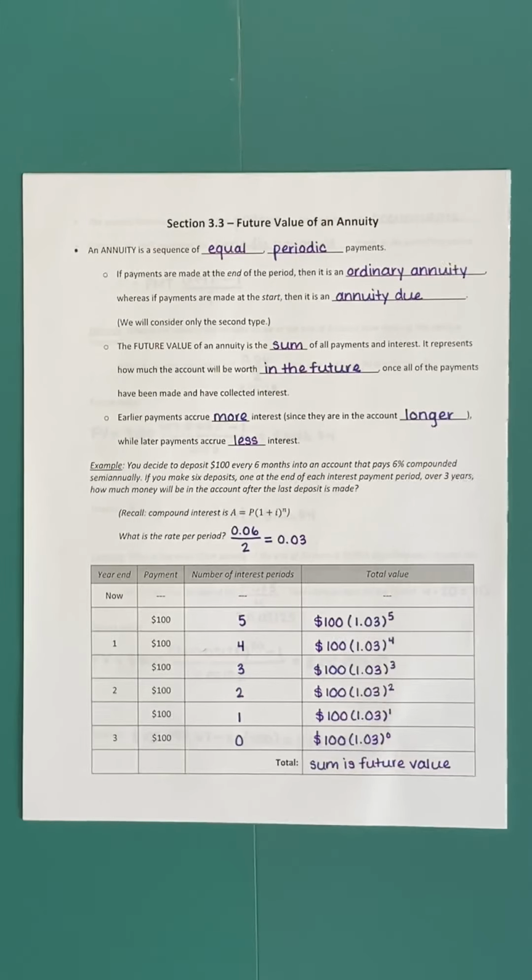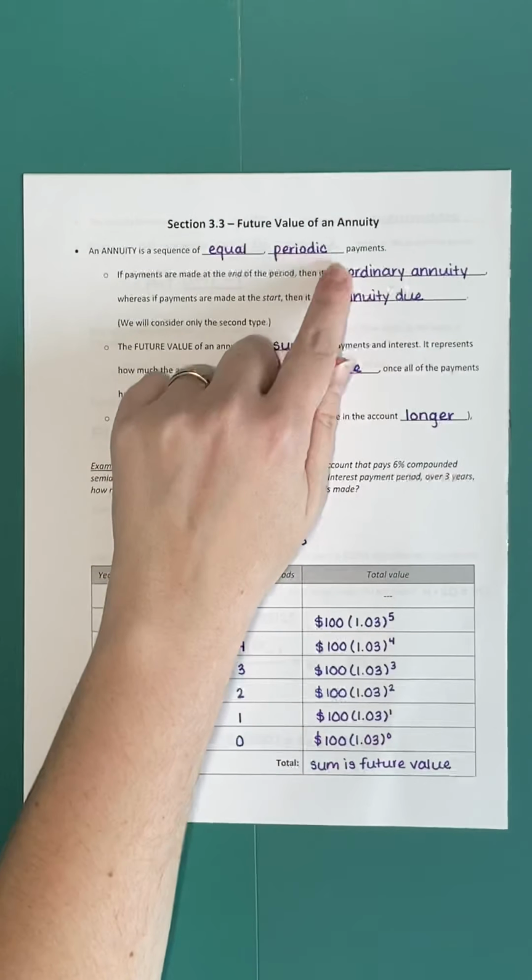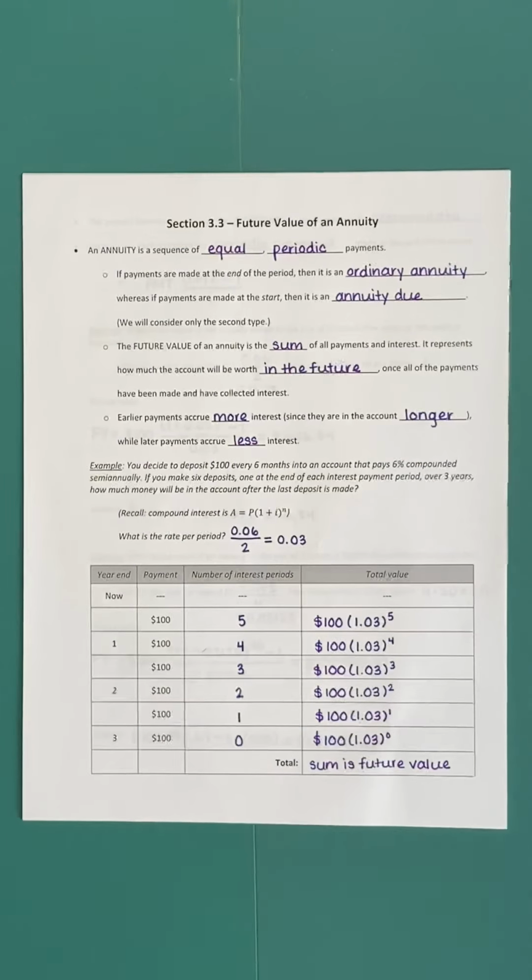So this idea of an annuity, equal periodic payments, we have two versions of what an annuity can look like. If payments are made at the end of the period, in other words, like the end of the month, then it's what we call an ordinary annuity. Whereas if payments are made at the beginning of the month, then it's what we call an annuity due. It says we'll only consider the second type. It should say the first type. So we're just going to look at ordinary annuities. The formulas for either one are pretty close, but just for consistency's sake, we're going to focus on one kind of formula, one kind of annuity. So specifically situations where we're making deposits into an account at the end of whatever period we're looking at.